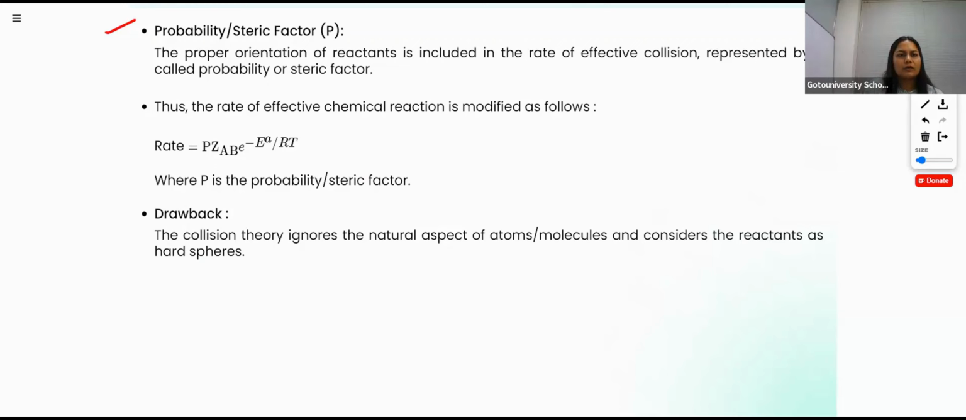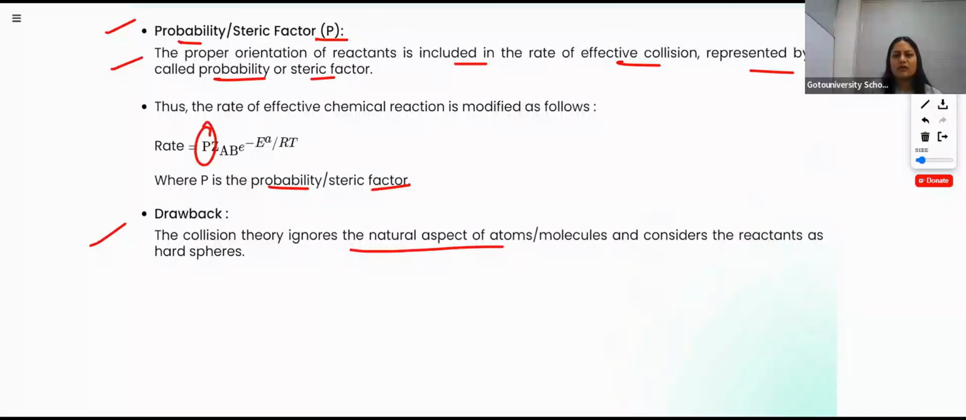Next is a point related to the concept of probability, termed P. The proper orientation of reactants is included through the rate of effective collisions, which is represented by P, the probability factor. It can be represented like this in the equation, where P is the probability, or steric factor. What is the drawback of this collision theory? It ignores the structural aspects of matter.